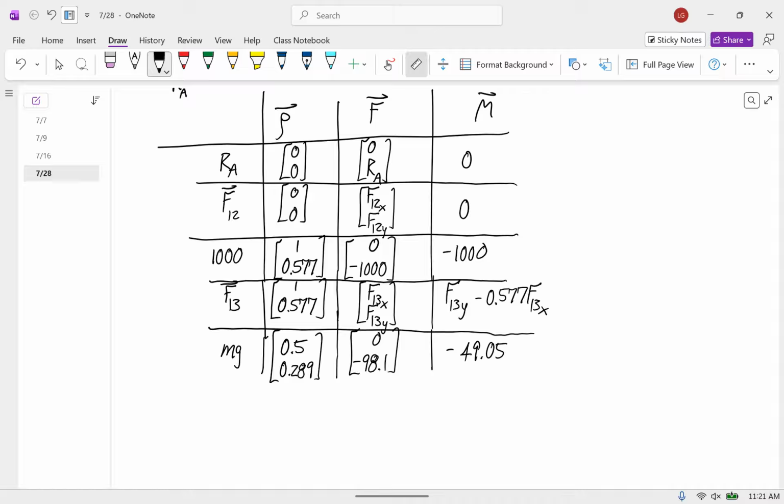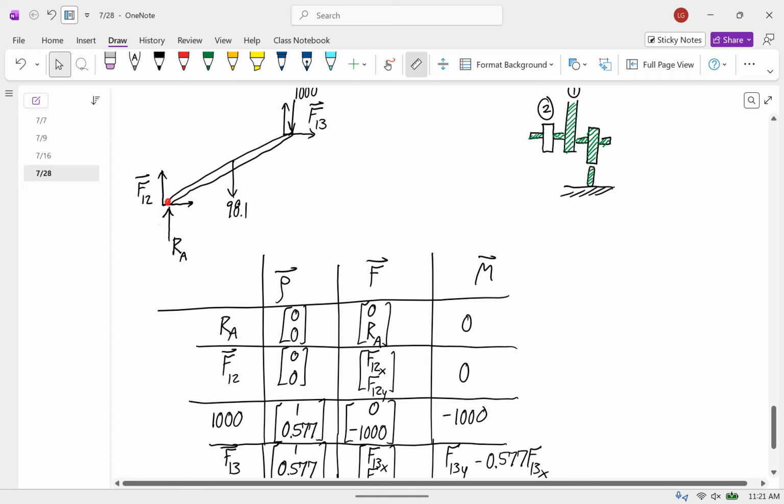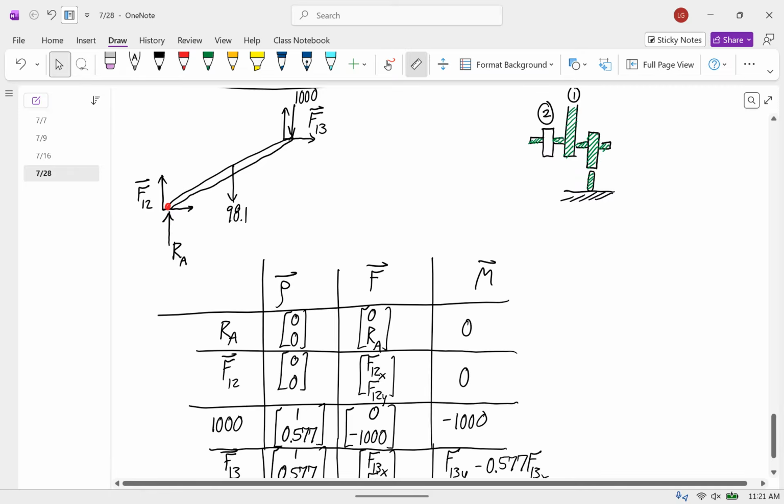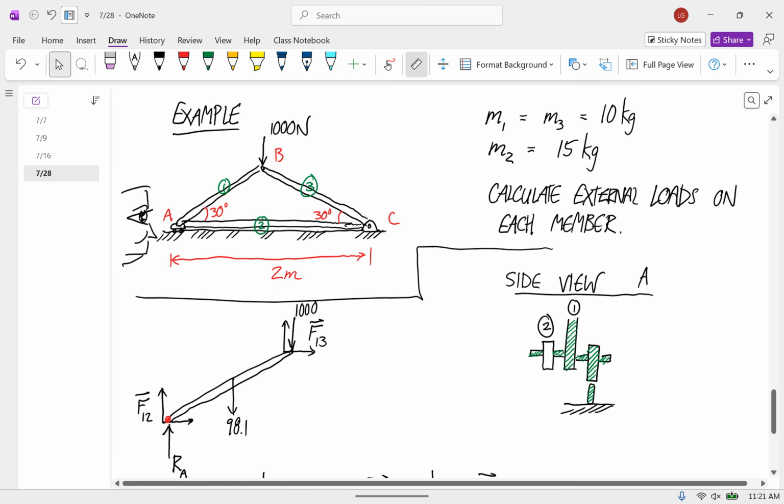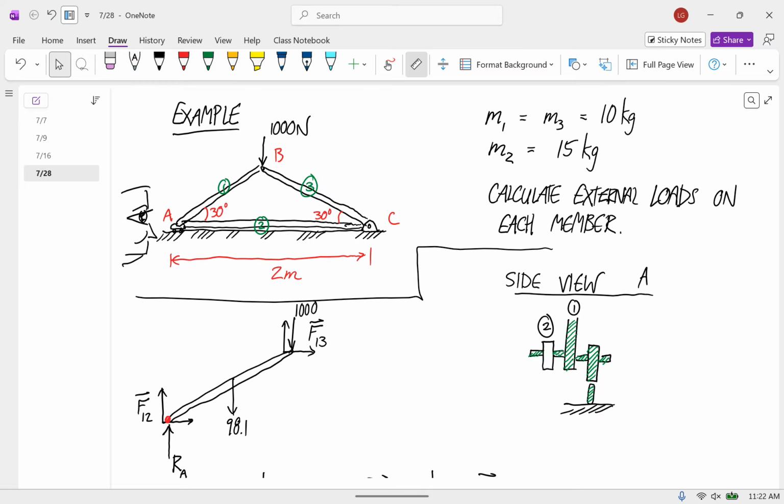Yes? Can I look at the diagram one more time? Like where it says 2 meters. So for the 1000 newtons, right? For the x direction, that should be 1. Yeah, you got it. Okay, never mind. Okay.